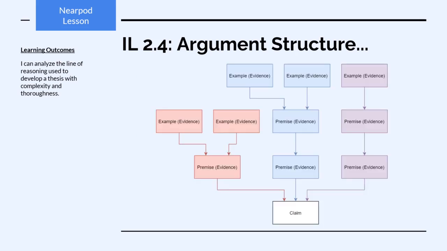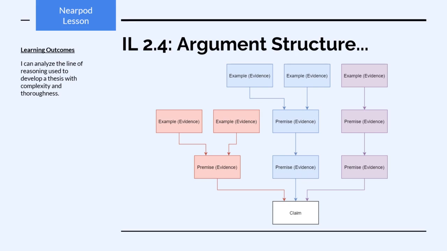So the map of an extended argument might look something like this. We've got our central claim here at the bottom, and then we've got 1, 2, 3 different lines of reasoning branching off supporting that claim. I color-coded them just to distinguish them. Our first line of reasoning is a single premise supported by a couple of examples. Our second line of reasoning is a premise supported itself by another premise, which is supported by a couple of examples. And then over here in purple, a premise supported by another premise illustrated by just one example.